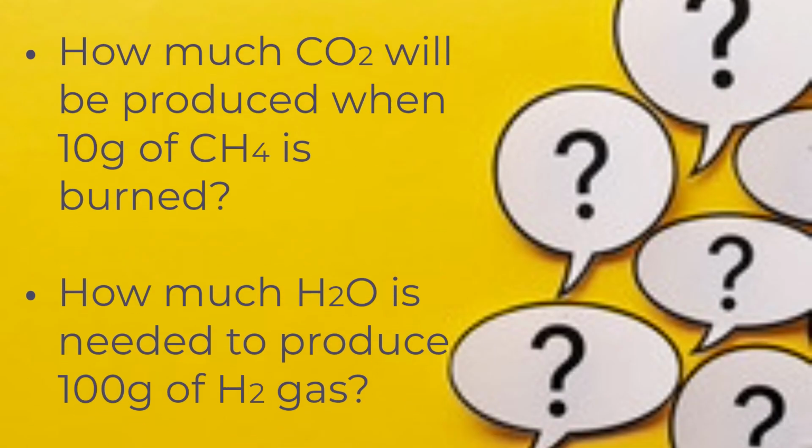Stoichiometry can be used to answer questions like, how much carbon dioxide will be produced when 10 grams of methane is burned? Or how much water is needed to produce 100 grams of hydrogen gas?